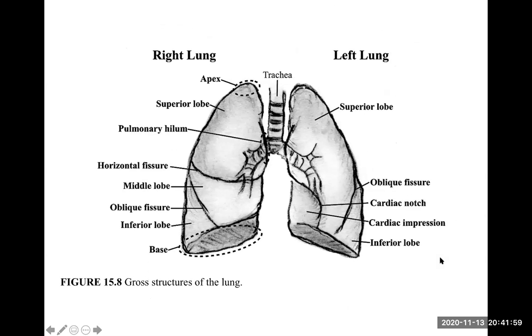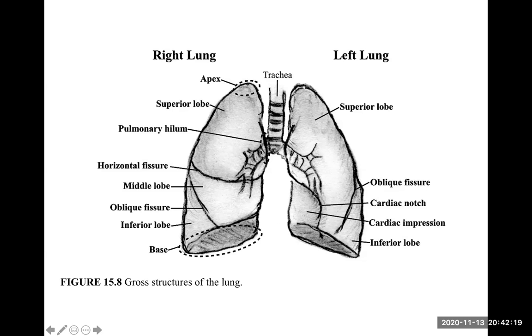Here's a look at the lobes of the lungs. So you'll notice the right lung has a superior, middle, and inferior lobe, whereas the left lung just has a superior and inferior lobe. And that's because the left lung leaves space for the heart, which is on the left side of the sternum. So we have a cardiac notch and then the cardiac impression where the heart will sit.